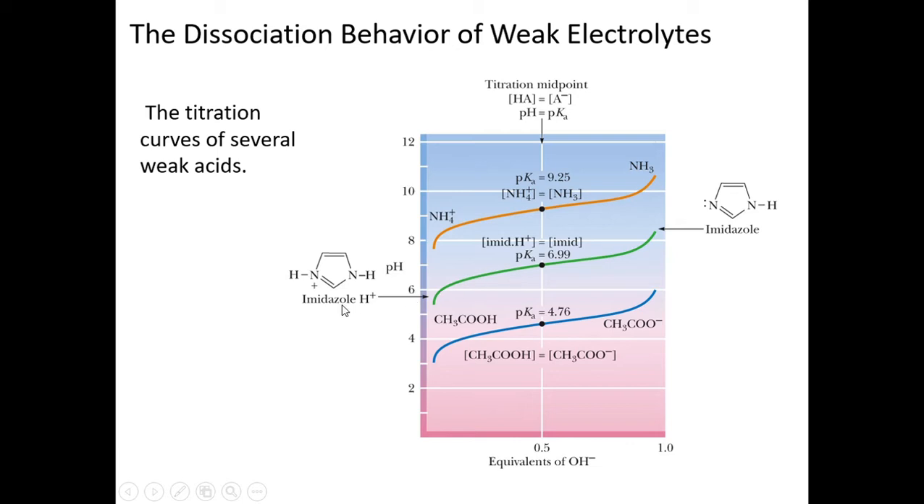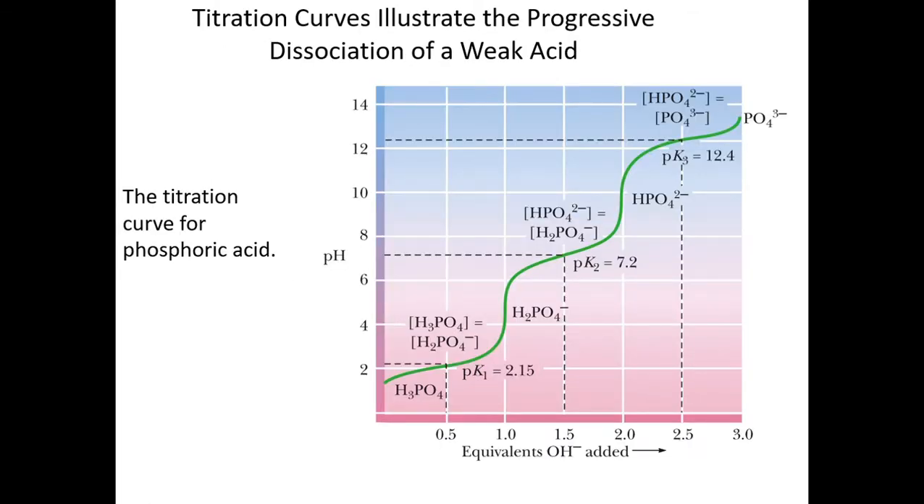That for the imidazole is 6.99, and down here we have that ethanoic acid again with a pKa of 4.6. As we increase the hydroxide concentration, adding equivalents of hydroxide, at this midpoint we've got equal concentrations of the acid and the conjugate base. At the upper point, we have completely deprotonated our acid.